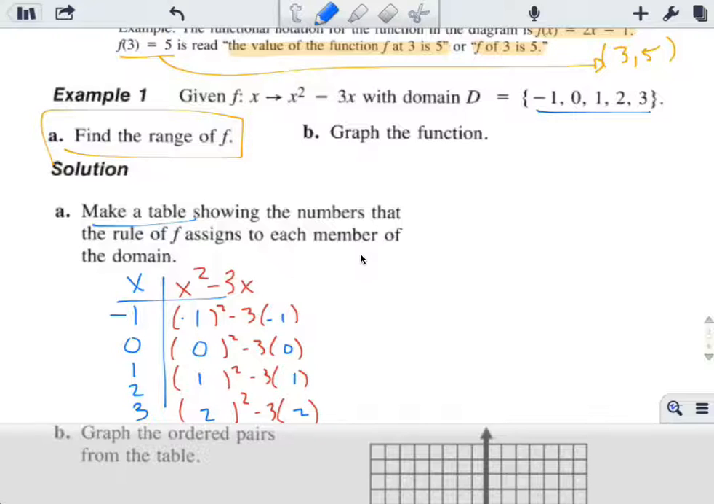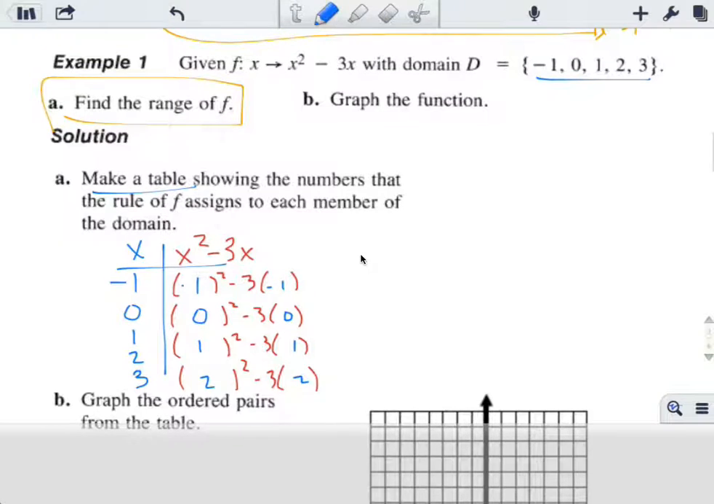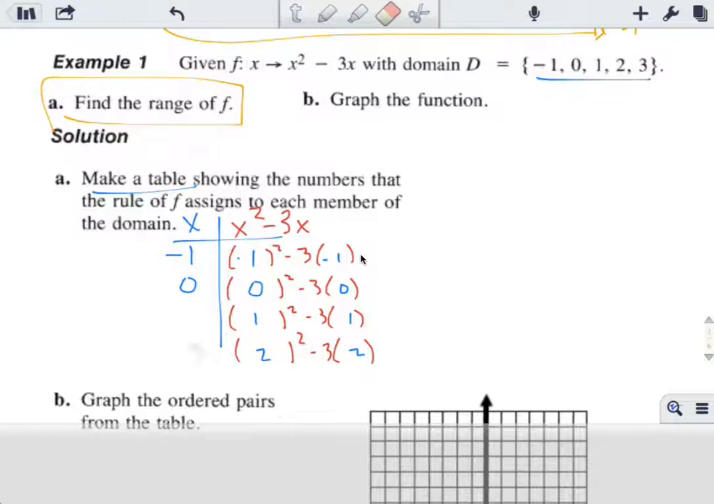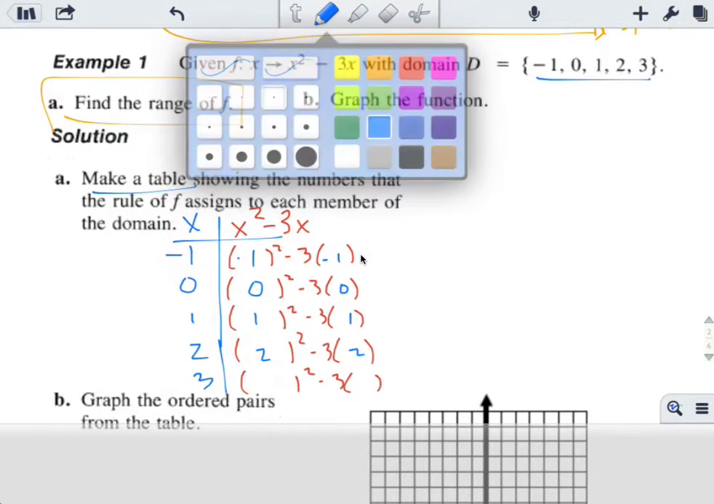I skipped out on 3 here. Should have given myself enough space. Let's see if I can fix this here. Up, up, and over. Okay, good. Where we are at this, that's 1, that's 2, 3, we'll put here. Squared minus 3 times its input, and our input is 3 here.